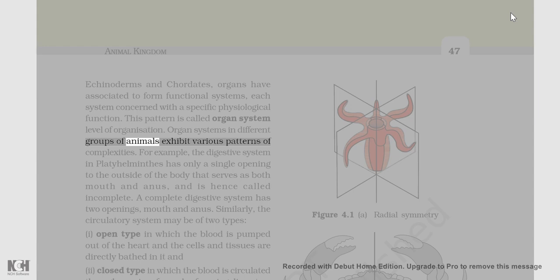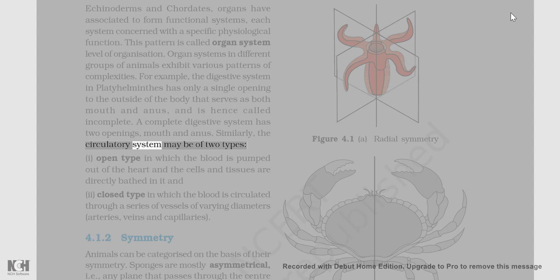For example, the digestive system in platyhelminthes has only a single opening to the outside of the body that serves as both mouth and anus, and is hence called incomplete. A complete digestive system has two openings, mouth and anus. Similarly, the circulatory system may be of two types, i. open type, in which the blood is pumped out of the heart and the cells and tissues are directly bathed in it, and 2. closed type, in which the blood is circulated through a series of vessels of varying diameters, arteries, veins and capillaries.